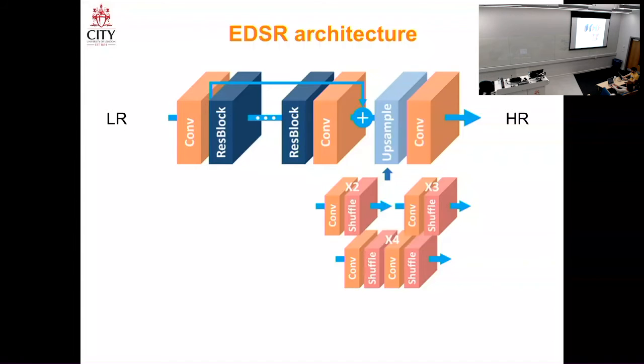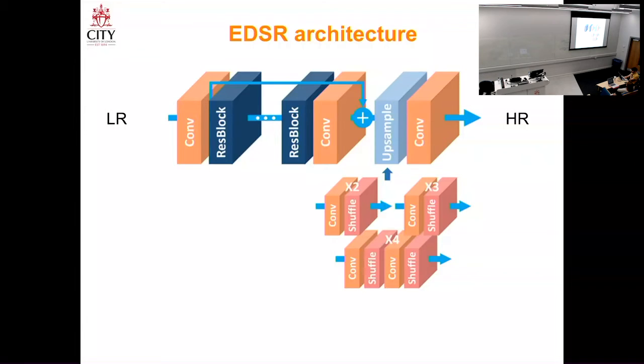So the way this thing works is you take your low resolution image and you put it through convolution, and then you have this thing called a res block. And we've got up to 32 of these res blocks. And then here we have this global skip connection like we saw in VDSR, except here we're operating on the low resolution of the image.